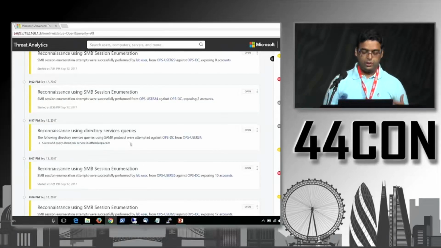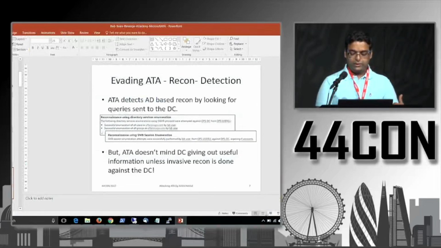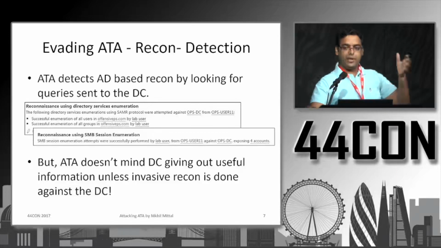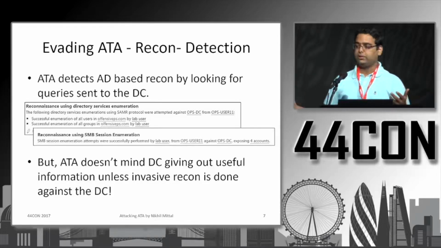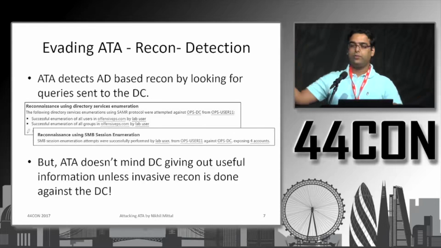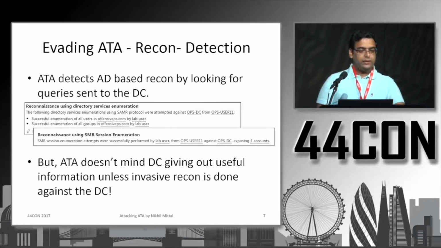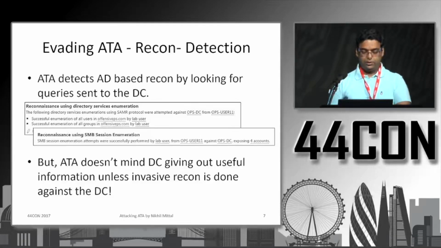Then when it comes to some interesting enumeration, there's a very popular way of looking for domain admin privileges, which is also called user hunting: looking for a particular box where a domain admin token may be available and you have, let's say, local admin access. For that, if you closely look at the message which ATA provides us, SMB session enumeration attempts was successfully performed by some user from some box against OPS-DC, which in my lab is the domain controller.